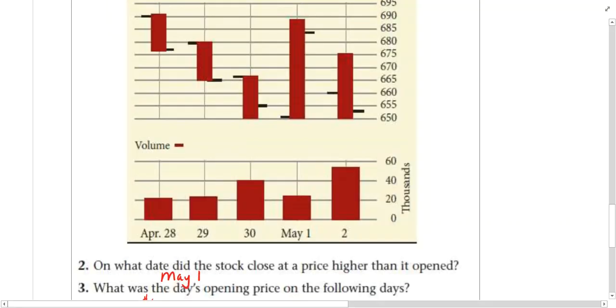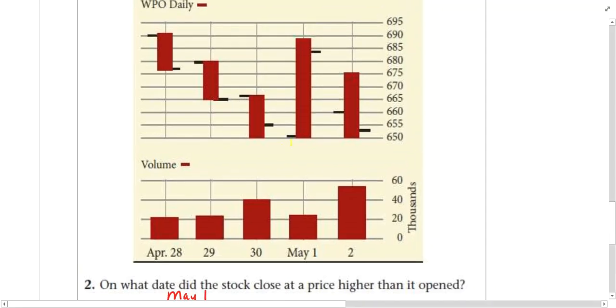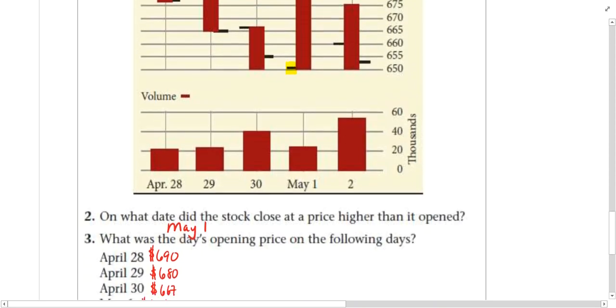Okay, and here we go with some solutions. On what date did the stock close at a higher price than it opened? Well, remember, the left arm represents opening price and the right arm represents closing price, and the only day that that happened was on May 1st.